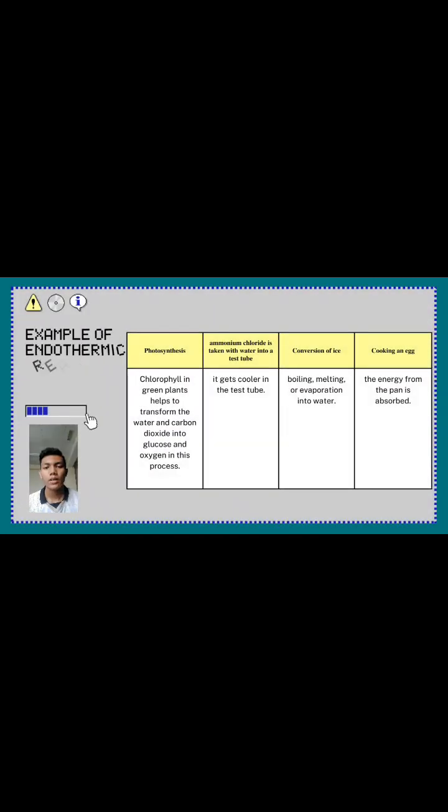These are the examples of the endothermic reaction: photosynthesis, ammonium chloride, conversion of ice, and cooking an egg. Conversion of ice undergoes endothermic reaction because it will absorb the heat from the surrounding and it will melt down.